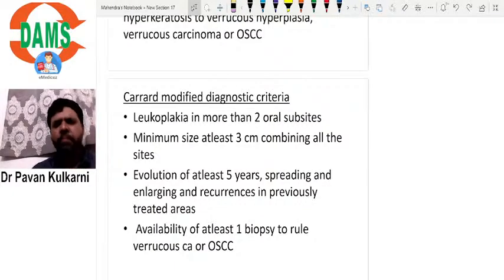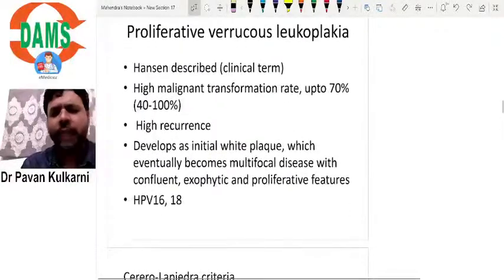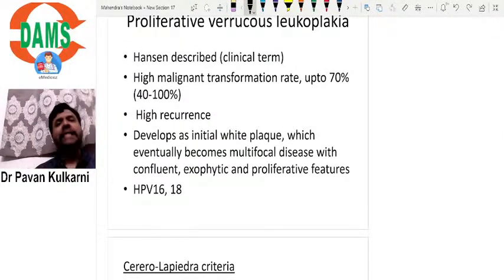So PVL is a very important condition, a potentially malignant disorder. Why is it so important? Because of the malignant transformation rate and the recurrence rate. It is highly malignant. The chance is 70%. That means if there are 100 patients of PVL, 70 have a high risk of getting converted into cancer. And it is highly recurrent. That is the clinical importance of PVL. And PVL is also a very hot topic for MCQs in the exams.